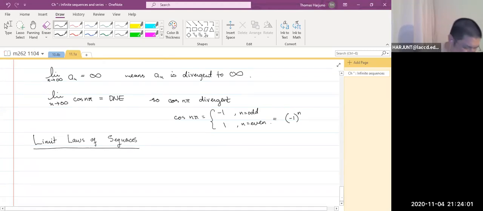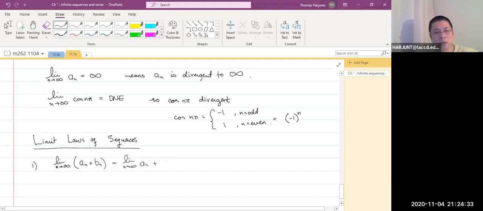It basically follows the limit laws that we learned in Calculus 1. At that time, I believe we called it limit laws of functions. The first one, basically, limit of sum equals sum of limits. The limit as n goes to infinity of the first term plus the second term equals the limit of the first term plus the limit of the second term.